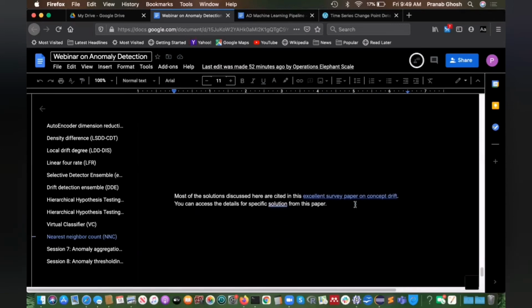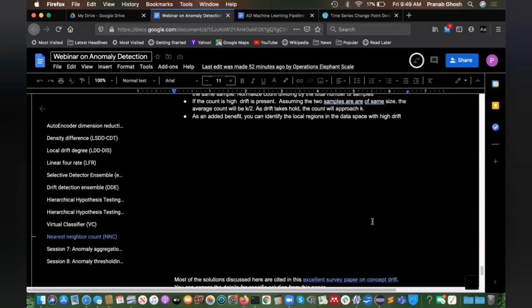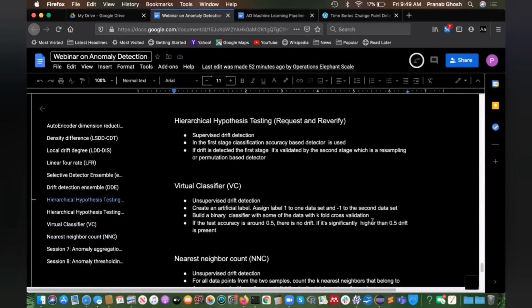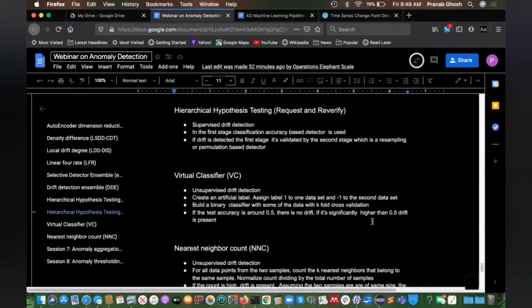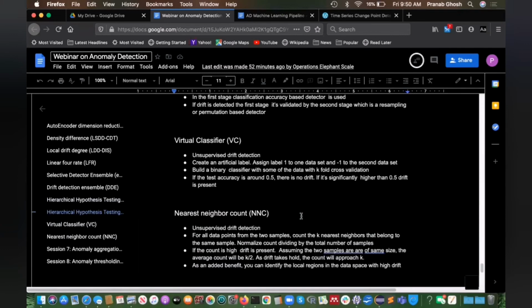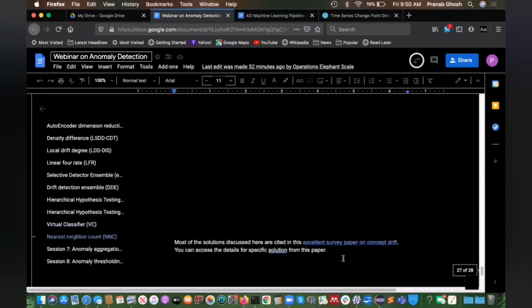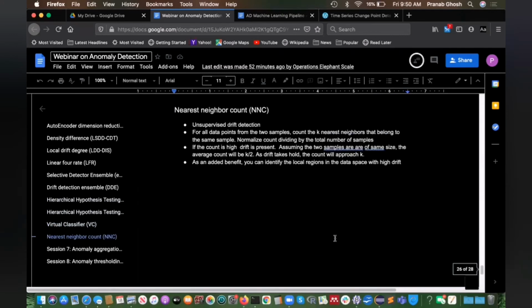So this is the paper through which you can get most of the citations, most of them, not all of them, because some come from other sources. Like this virtual classifier, you won't find that cited here. Anyway.